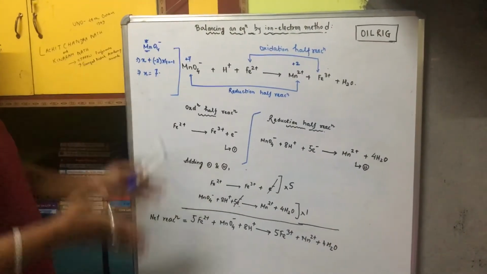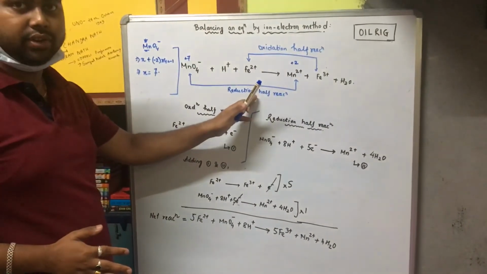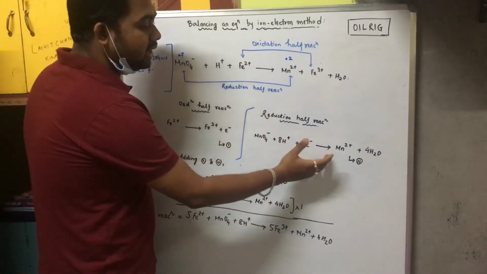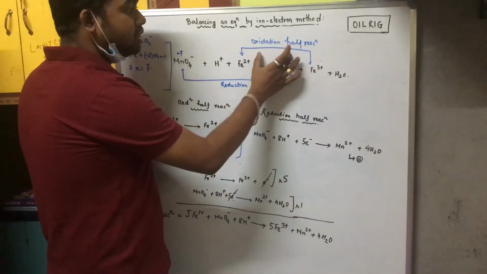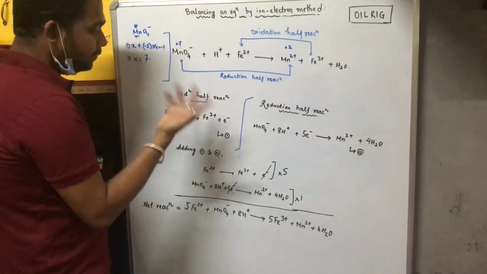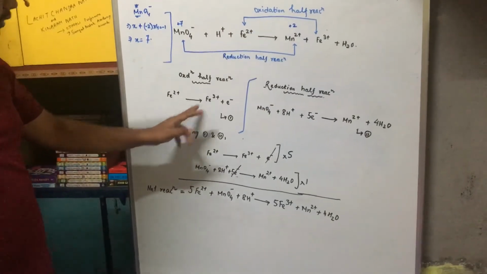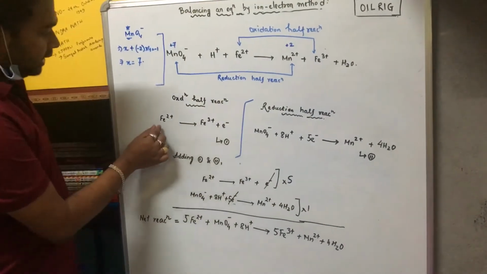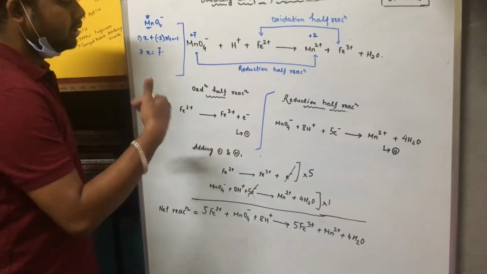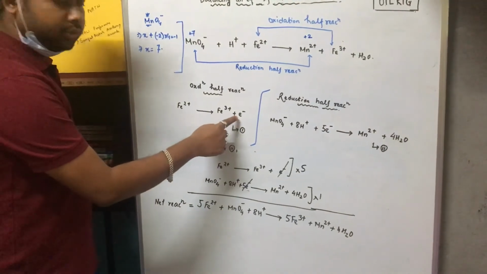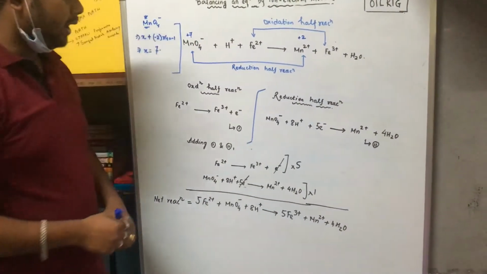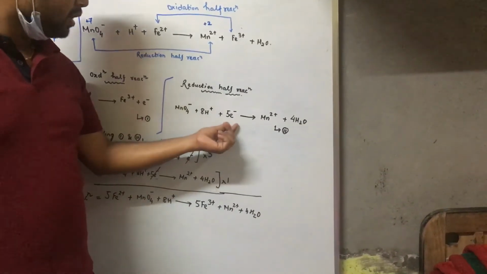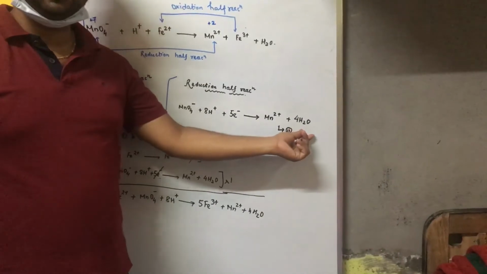Is that clear? Now why have we done this? In the notes I have given that the reduction half reaction is written on the right-hand side, while the oxidation half reaction is written on the left-hand side. So here we have written the oxidation half reaction and the reduction half reaction. Fe2 plus to Fe3 plus loses 1 electron, so e minus. In the other, I have written 8 H plus, 5 e minus, and 4 H2O.